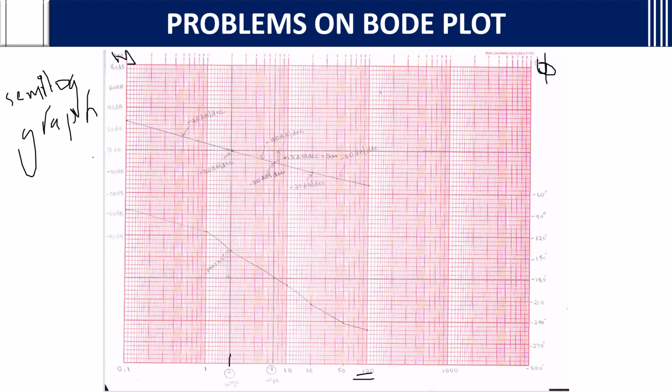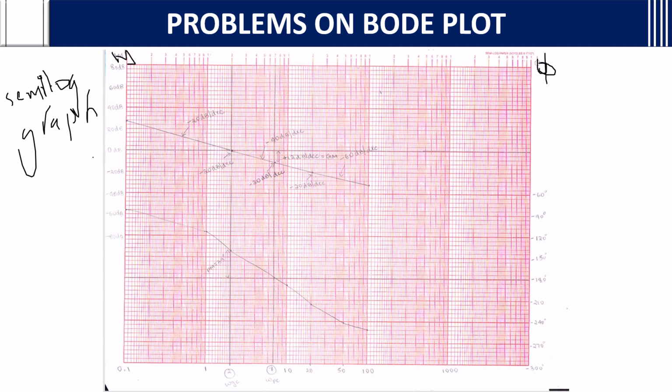Then you want 20. Then you want 10 also. 10 will be here, near to 20. Then 10 and 20. After 20 you want 50. In between you have 50. Then you are left with 100 and 1000. Anyway you don't want 1000.